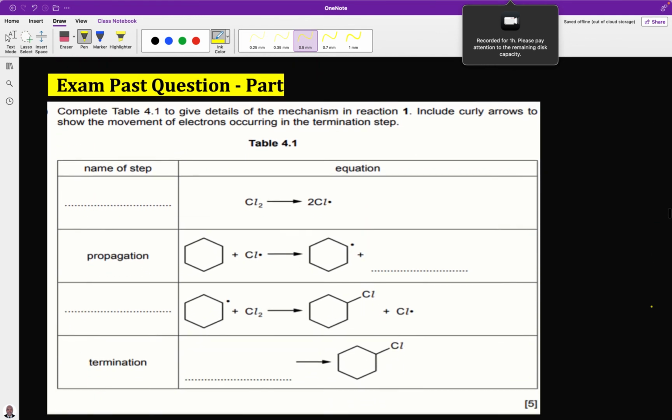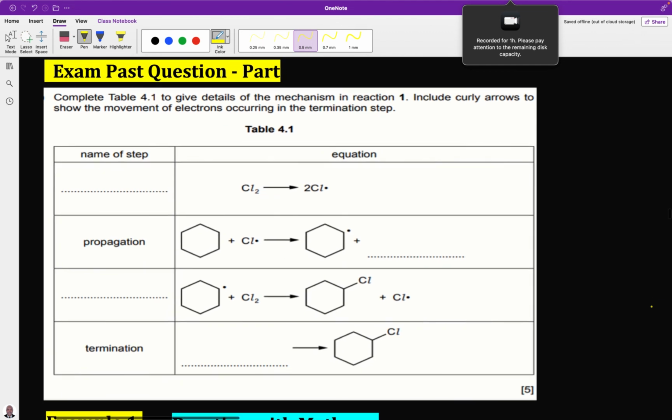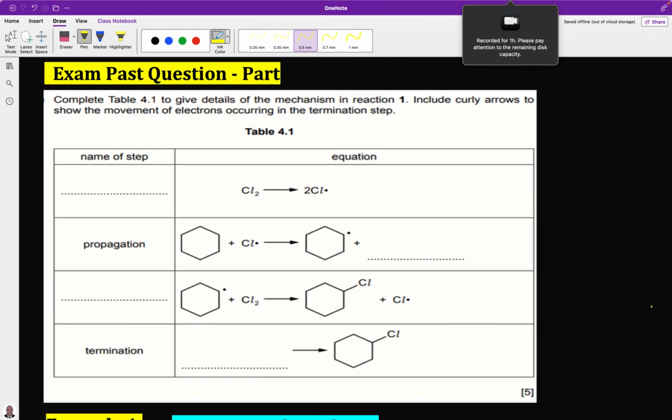This is an exam past question. In this exam past paper, let's see how we can answer this question. Complete the table 4.1 to give details of the mechanism in reaction 1. The reaction was already mentioned. Include curly arrows to show the movement of electrons occurring in the termination stage. What molecule do you think will result in this?